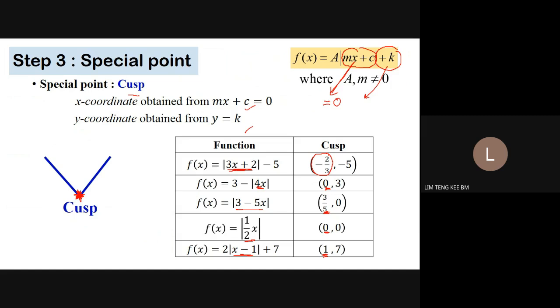And the corresponding y coordinate just refers to the constant k that you can see. So in here, it's just plus 0, plus 0, plus 7. So this is the idea we have for our special point. And once again, the importance of the special point is that it lets us proceed to step 4 to tell whether the x and y intercepts exist or not. The next thing is that it can also tell us the domain and range, just from the shape, after you know this special point.